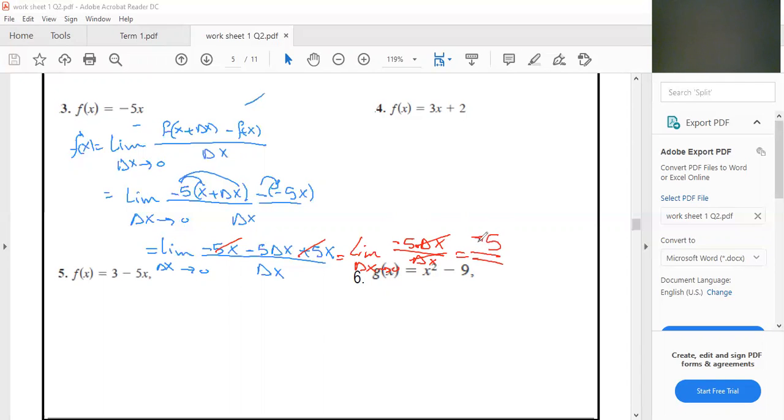It will be -5. Limit of -5 will be -5, which I told you before, the slope of the function. But this one is slope only because it is linear. It's linear, it's so easy to find. But if we have a quadratic, no, I can't do it this way. Understand? If it is linear only, I give you number 4 and number 5 as homework by the same way.